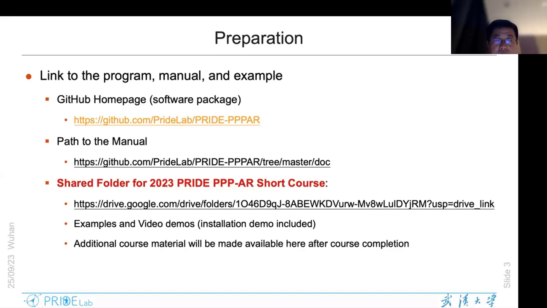And the final part is most important. We have developed some video demos to demonstrate how you can make an installation step by step. So this is just a recording of the installation steps. So you can just follow the operation from the video demos. That can make things easier if you cannot follow the teaching at this training class.